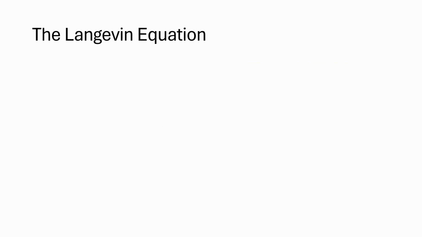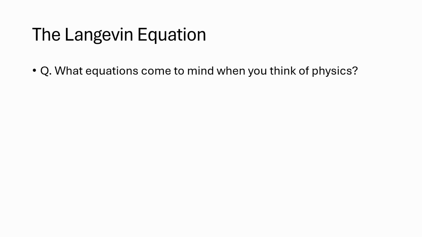And moving on to the more mathematical aspects of this, I'm going to talk about the Langevin equation. And I just want to ask you, what equations come to mind when you think of physics? The answers that I typically get for this are, like I mentioned Einstein before, E equals mc squared. That's a common one. I've heard Schrodinger's equation. I've heard all sorts of different answers.